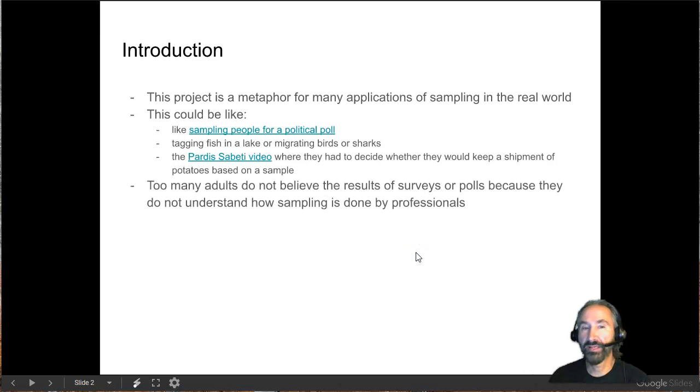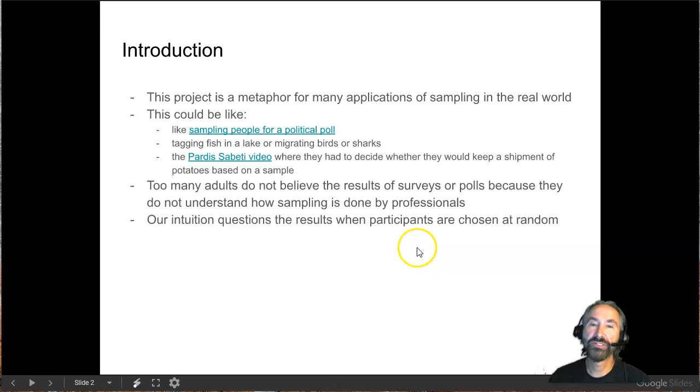In general, from my experience, too many adults do not believe the results of surveys or polls because they don't understand how sampling is done. Our intuition questions the results when participants are chosen at random. Humans just are not good at understanding randomness, and we find it difficult to believe that you actually can choose participants at random.